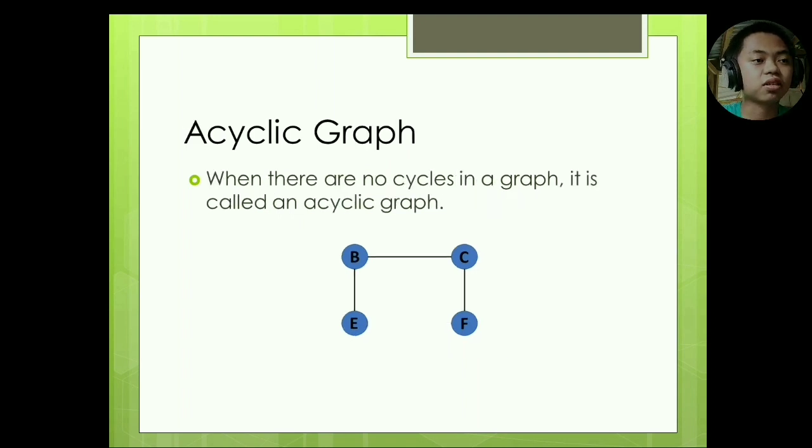Acyclic graph is the opposite of cyclic. When there are no cycles in a graph, it is called an acyclic graph. So from point E to point F, you cannot go from point F back to point E because there is no edge there.